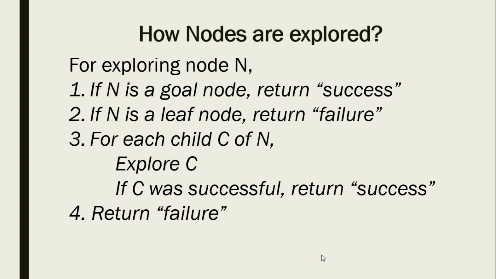So if n is a goal node, it will return success. If n is a leaf node, or the dead nodes that we have already discussed, it will return failure. Now see where the backtracking can be used. For every child C of n. Now here n is an internal node. It is a non-leaf node, meaning it has certain children. Right. So for every C of n, it is going to explore C. And if C is successful, then it will return success. Otherwise, it will return failure.